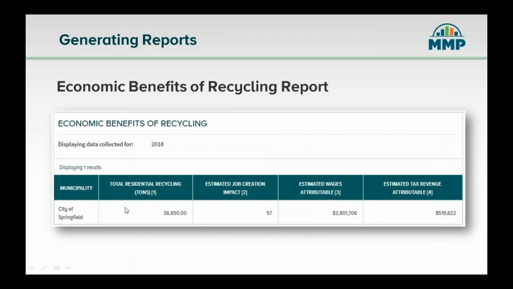Next report is the Economic Benefits of Recycling report, which is based on the US EPA's Recycling Economic Information Report, or the REI report for short. The EPA created this report to increase the understanding of the economic implications of material reuse and recycling. So essentially, by recovering valuable materials, recycling creates jobs, builds infrastructure, and contributes to the US economy. So you're able to generate this report in the MMP, and you'll see how your municipality's recycling efforts translate into job creation, estimated wages, and tax revenues.